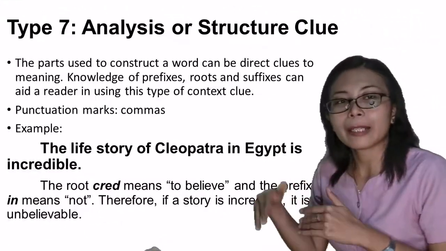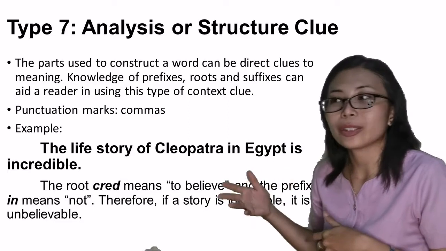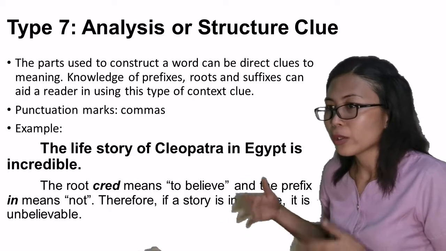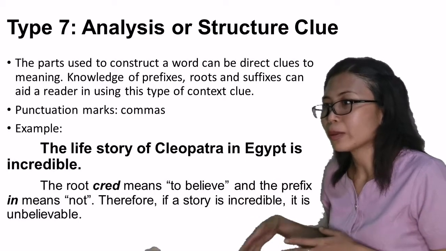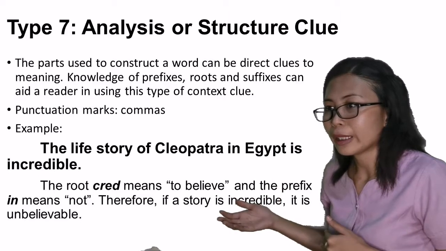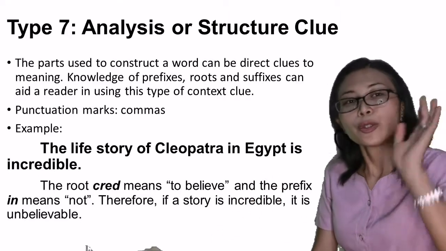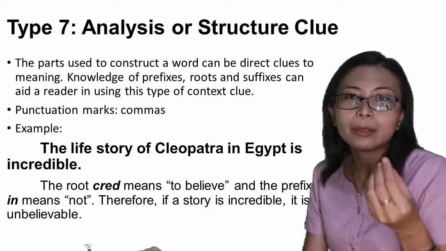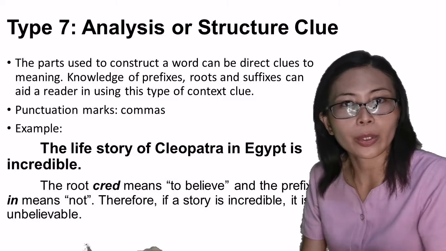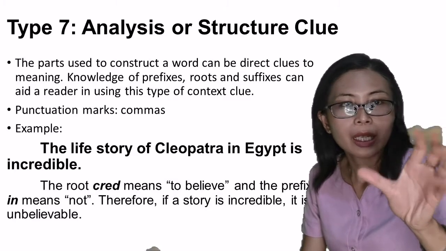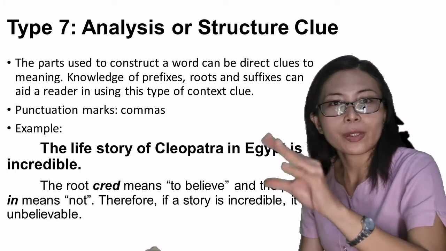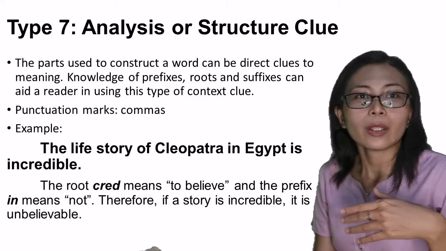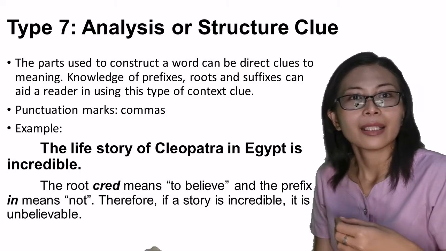Next, the seventh type of context clue is the analysis or structure clue. The parts used to construct a word can be direct clues to meaning. Knowledge of prefixes, roots, and suffixes can aid a reader in using this type of context clues. Meaning, you would be able to know the meaning of that unfamiliar word by looking at its structure, word structure. Look for the prefix, the root word, and the suffix of the given word.